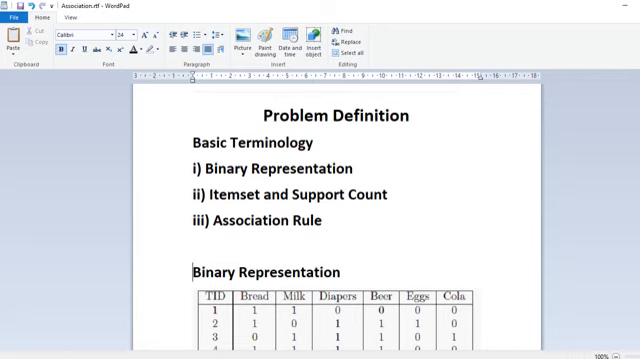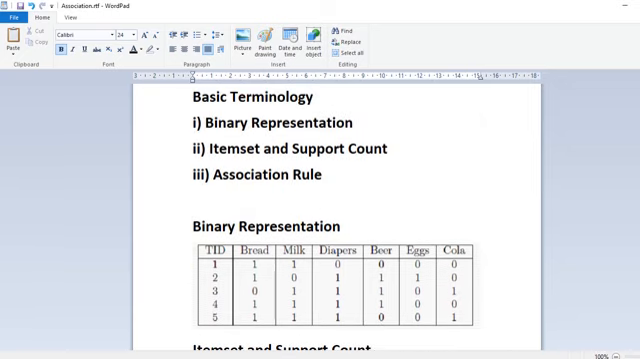Good day students. In this video lecture we will be seeing the basic terminology associated with the association analysis. So binary representation, item set and support count and association rule. These terminologies are very key for the understanding of the association analysis and the algorithms related to that. So please pay attention properly and go through each terminology very carefully. So let us start with the binary representation.